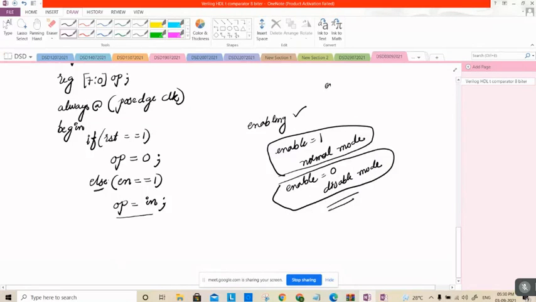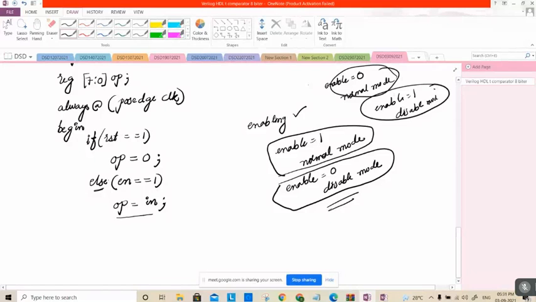Right, you may take it in another way also. Logic, this is also true. If enable is equal to 0, I'll be assuming normal mode. If enable is equal to 1, disable mode. Active high and active low logic. So here active low, and this is active high. Both are correct. It depends upon the application.